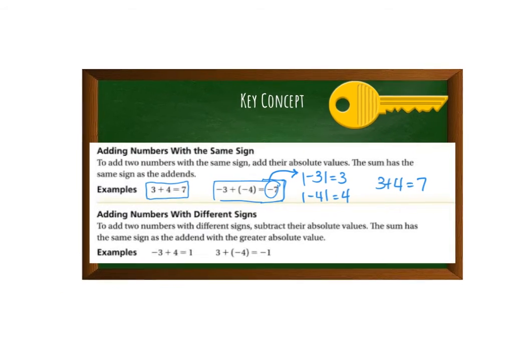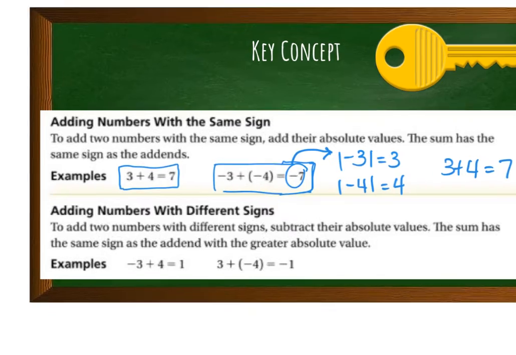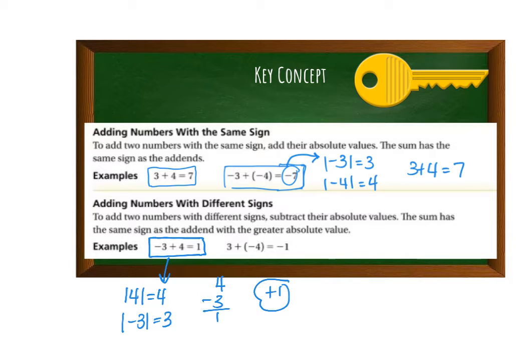All right. Now, when they have different signs, this is where it gets complicated, okay? So when they have different signs, you are always going to subtract, but you're going to do it like this. So you're going to take the greater absolute value, okay? So the absolute value of 4 is 4, and the absolute value of negative 3 is 3. So we're going to take 4, subtract 3, and we get 1. Now, whichever one was bigger, in this case 4 was bigger, that is going to be our sign. So our sign is going to be positive, so it's going to be plus 1. Okay? Let's try it this way.